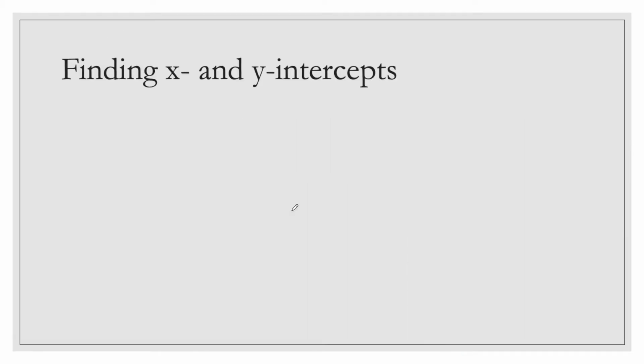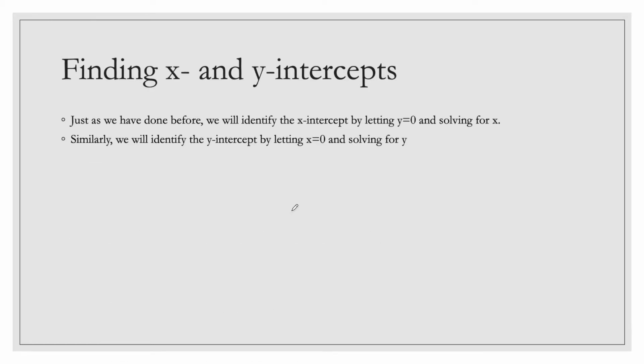So this next part is a little bit easier. We're looking at how to find the x and y intercepts, and this shouldn't be that difficult because we have done this multiple times before. So if you want to find the x-intercept, we let y equal 0 and then we solve for x. And when we want to find the y-intercept, we similarly let x equal 0 and then we solve for y. So let's look at an example here. Let's say that we're finding the x and y intercepts of the rational function 4 over x minus 1.